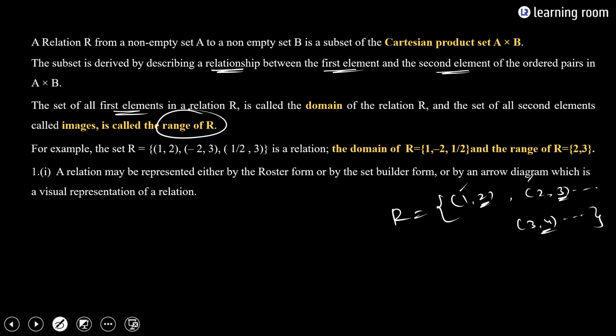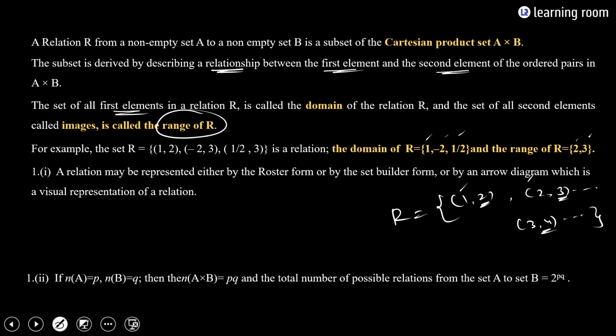So for example, if I take 1, 2, minus 2, 3, half and 3, then what is going to be the domain? Domain is going to be 1, 2, half, and range is going to be 2, 3, right? So when you write a relation, generally, how can you write that relation? You can write it either in the roster form or the set builder form, or you can also use an arrow diagram to have a better visual representation.